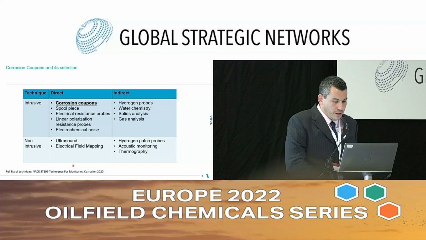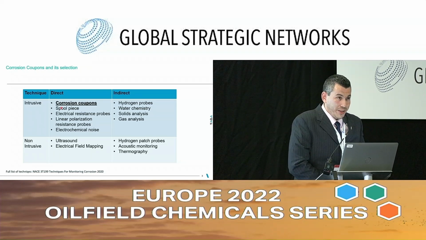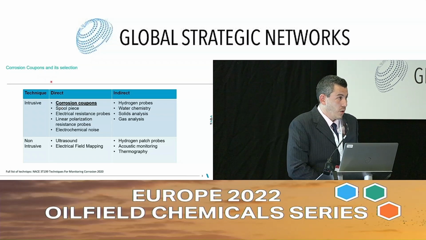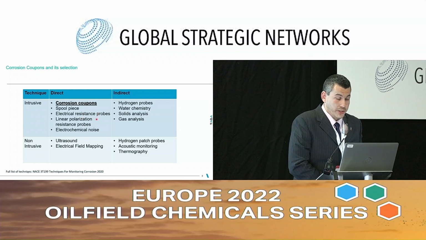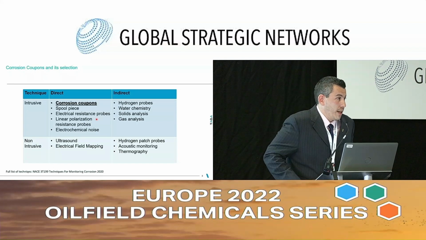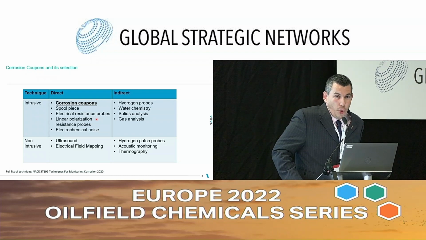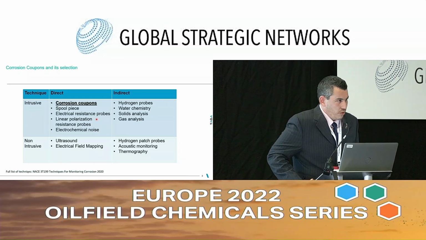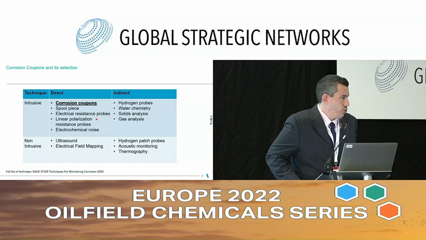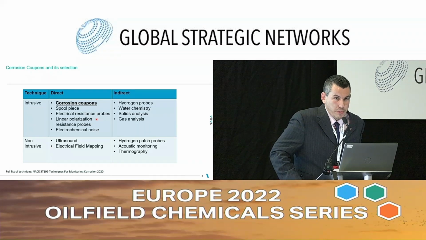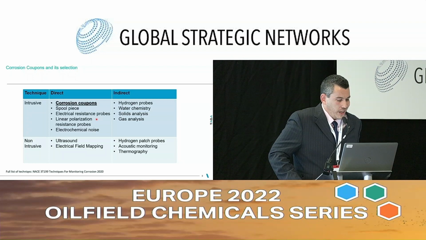You could also define what kind of technique you want to use based on what kind of information you want. Do you want to have direct information? Then you need to use corrosion coupons or a spool piece, electrical resistance probes, linear polarization resistance probes, or electrochemical noise. The advantage of having a direct technique is that you will know for sure your corrosion rate. You are not going to assume, you are not going to think something, no. You will know what's going on in your system. You will know how many millimeters per year you are losing because of corrosion. So that's direct. Those are the direct techniques.